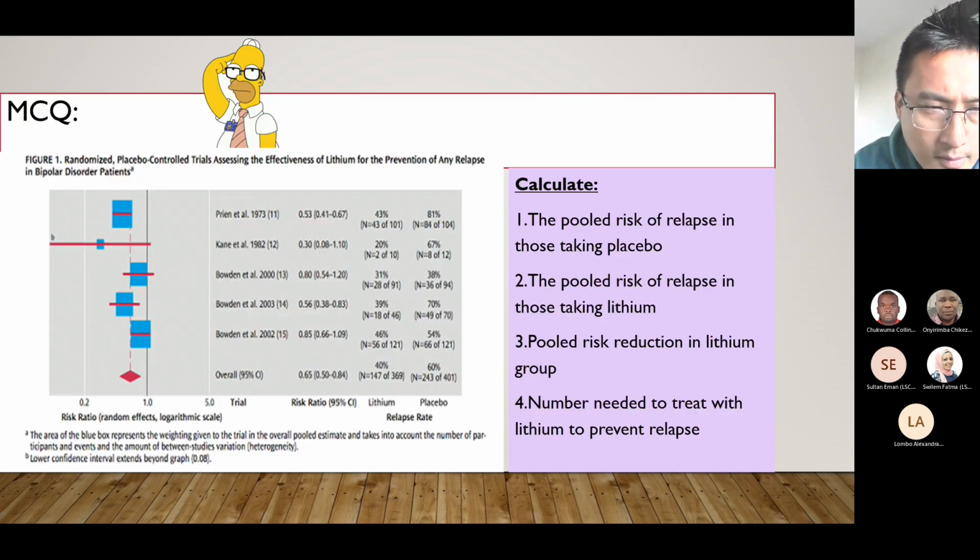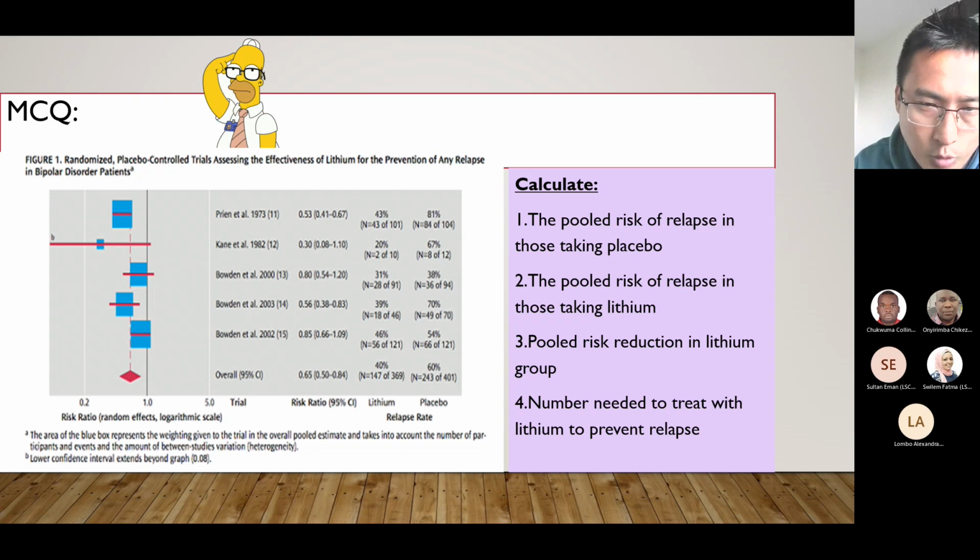Okay, so what diagram is this one? Forest plot. In this one, the pooled ratio of relapse in those taking placebo is the diamond. So what's the value for the placebo? If you look at this one, this is placebo, this is lithium. From this diagram, can you tell us which one is the pooled ratio of relapse in placebo? Is this 60%? 60%, yeah, this is the one.